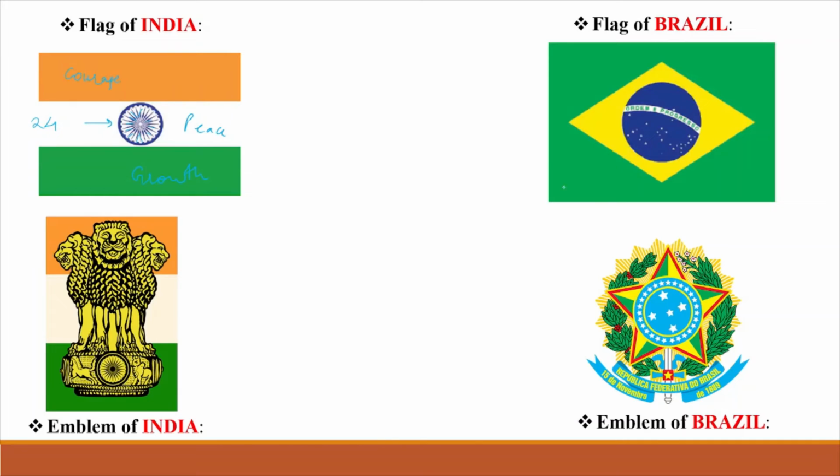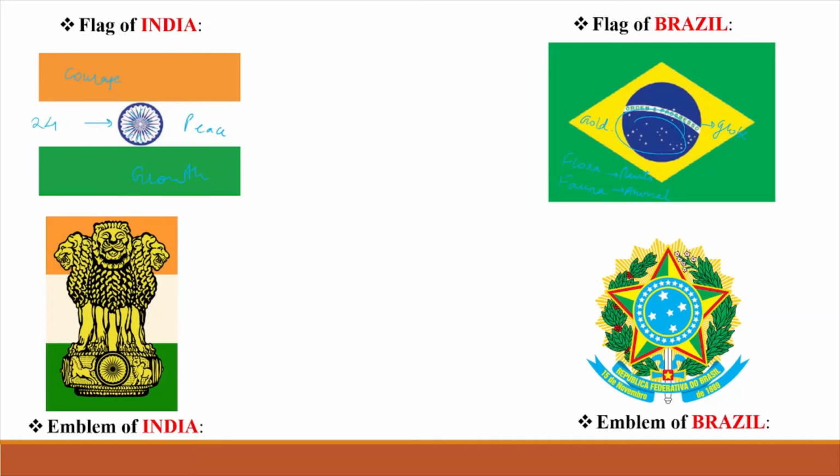If you see, this is the Brazil flag over here. The green part represents the flora and fauna. Flora is the plants, fauna is animals. The yellow in the flag represents the gold of the country. The blue represents the globe, and the different stars represent a constellation. This is the representation and the significance of the flag of Brazil.